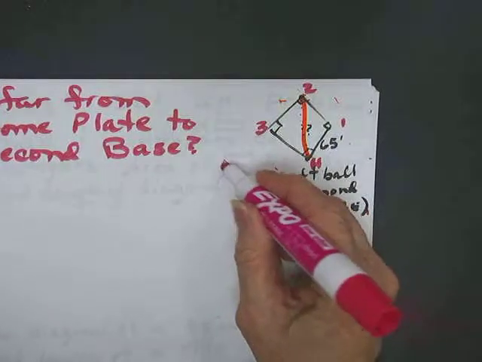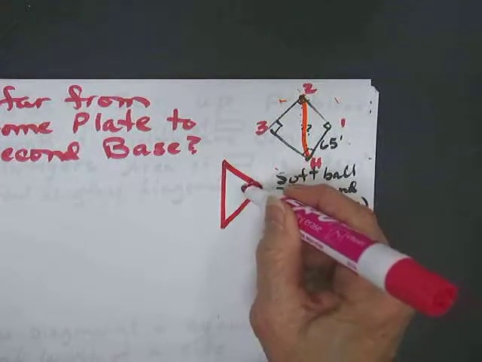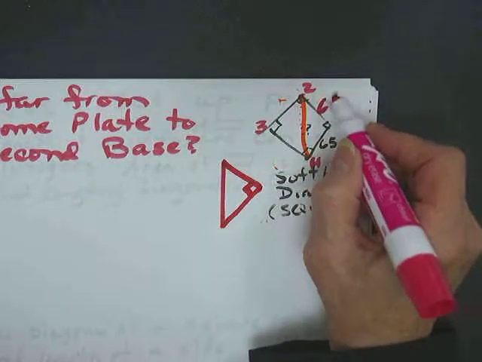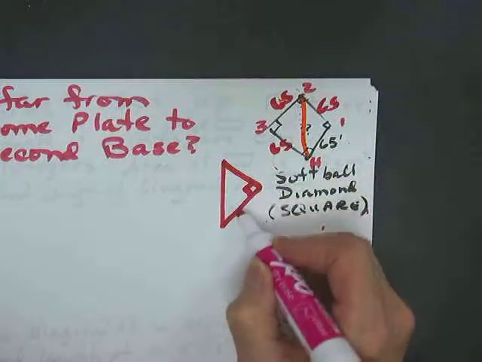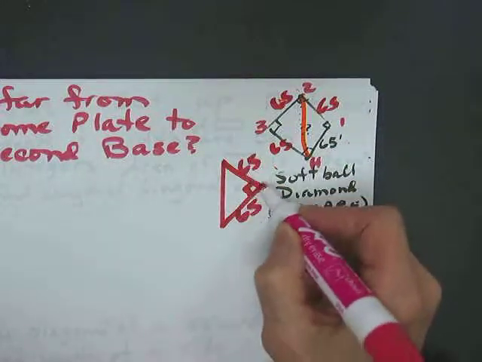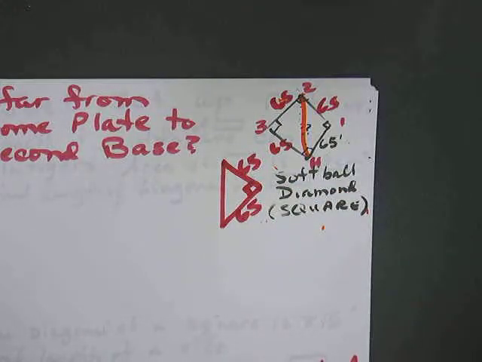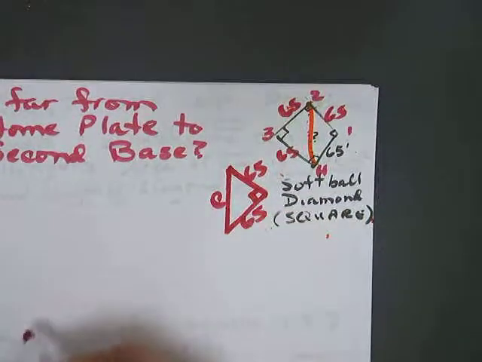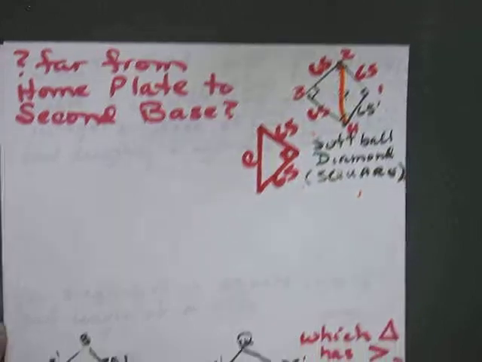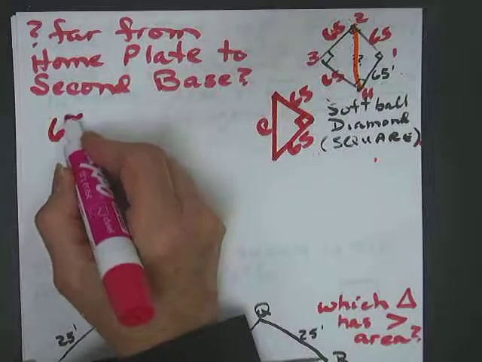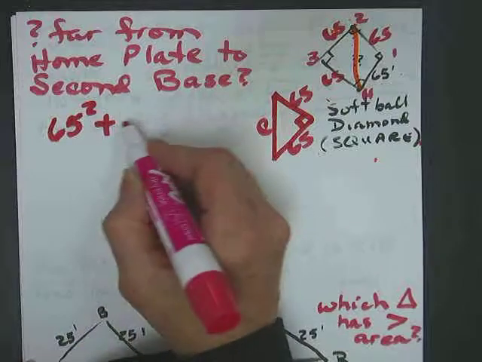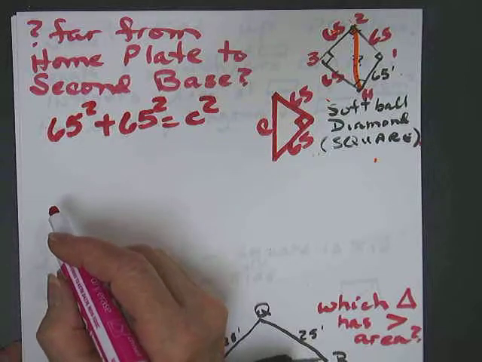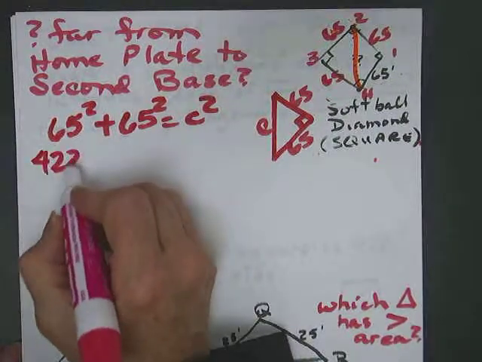Do you see a right angle, a right triangle there? See the right triangle? Right there. And it said that it's 65 on every side, so every one of these is 65. That means the A and the B are 65s. See that? This will be our hypotenuse, this is our C. A squared plus B squared equals C squared.